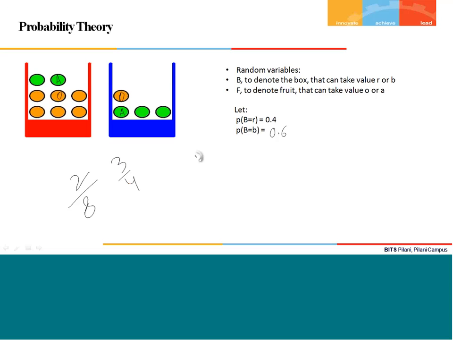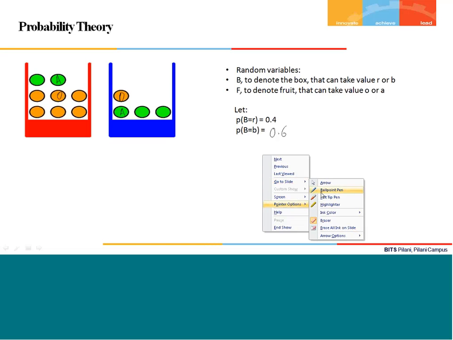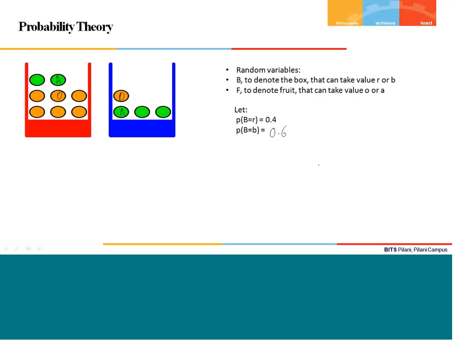Let's make this problem more interesting. Somebody comes and asks me, if I have both boxes, what is the probability that somebody chooses an apple? At first, when I had only the red box, the probability of apple was 2 by 8. When I have only the blue box, the probability of choosing an apple was 3 by 4. Now I have both these boxes, and somebody asks me what is the probability that I choose an apple.